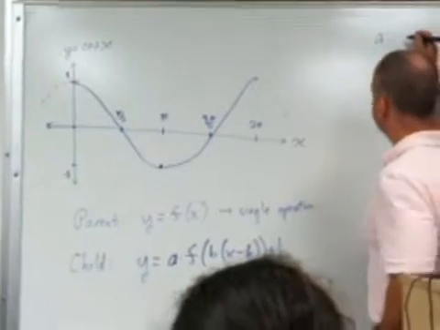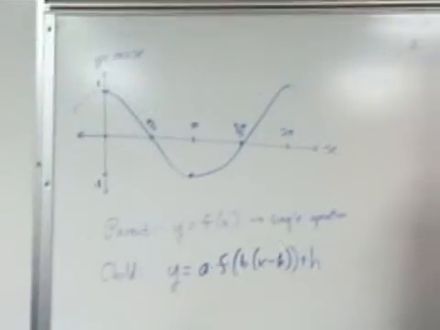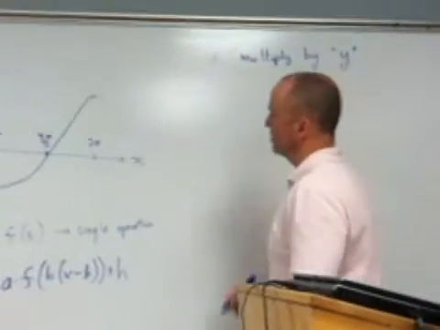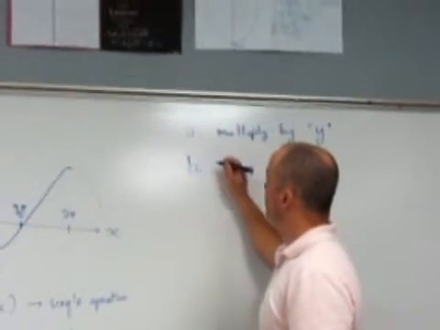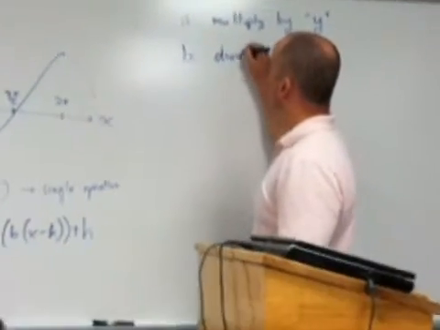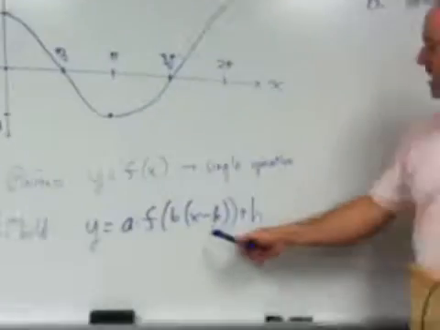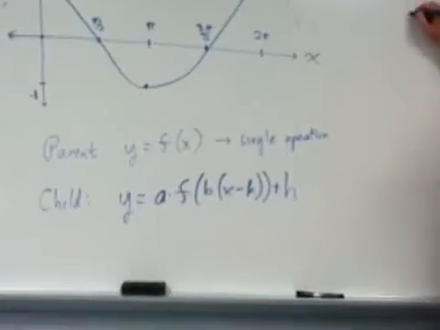A is something you multiply by all of your y values, what they would be in the parent function. B is something you divide all your x values by. We'll talk about how that plays out soon. All the x values of your parent function.